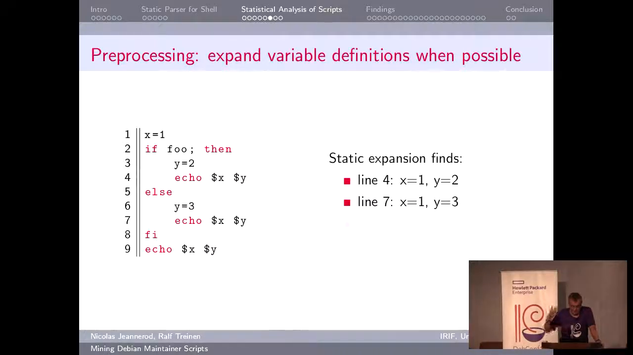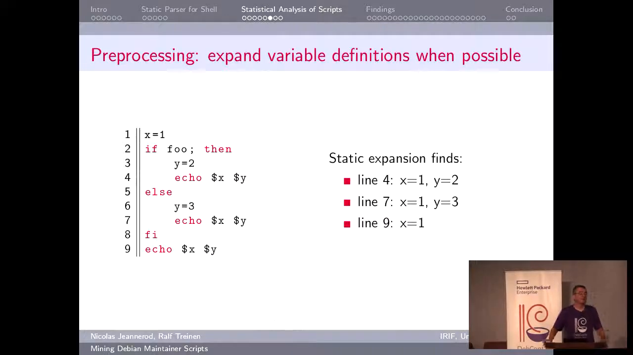However, if you drop out of the conditional, then you still know that x has value 1, because you haven't changed it during the conditional. However, you don't know now what the value of y is. It could be 2 or 3. But we are not doing this kind of set-based analysis. We just exploit the fact that we know that x has value 1 and about y we know nothing. Okay, so this looks quite easy.